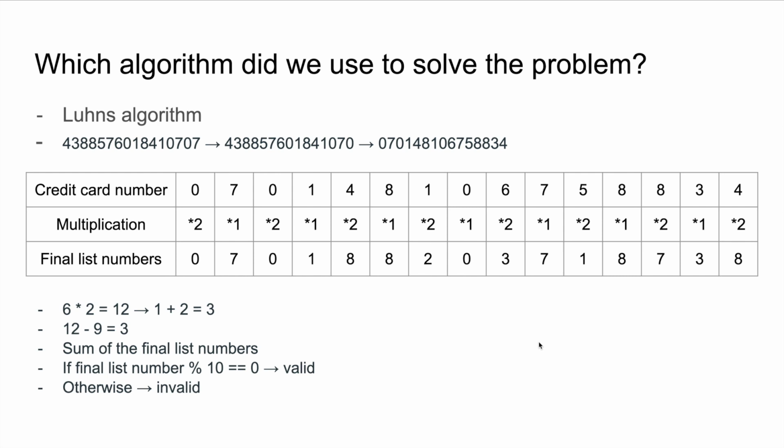If you do this for all these numbers that consist of 2 digits, you will end up with a series of numbers between 13 and 16. Now you add up these numbers, and if the last digit of the total amount is 0, then the credit card number is valid. If it's not, then it's invalid.